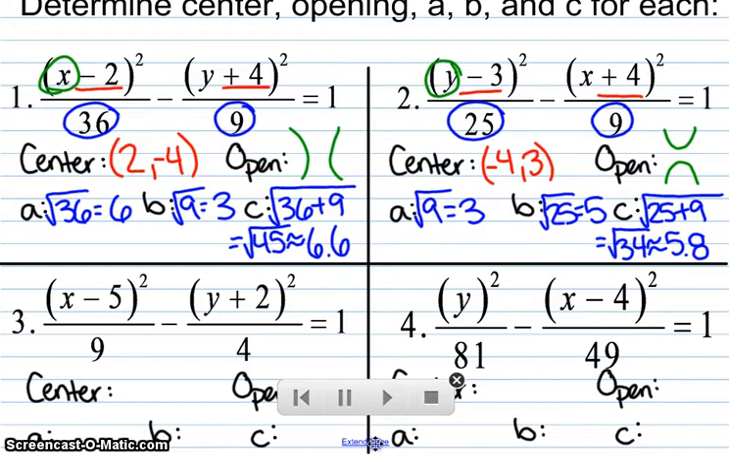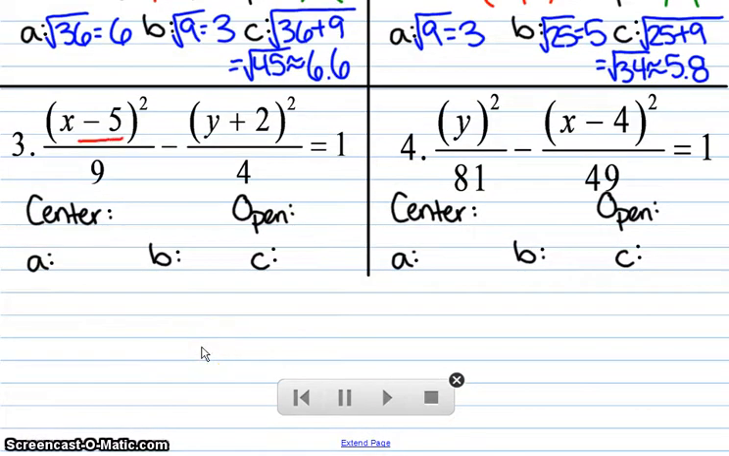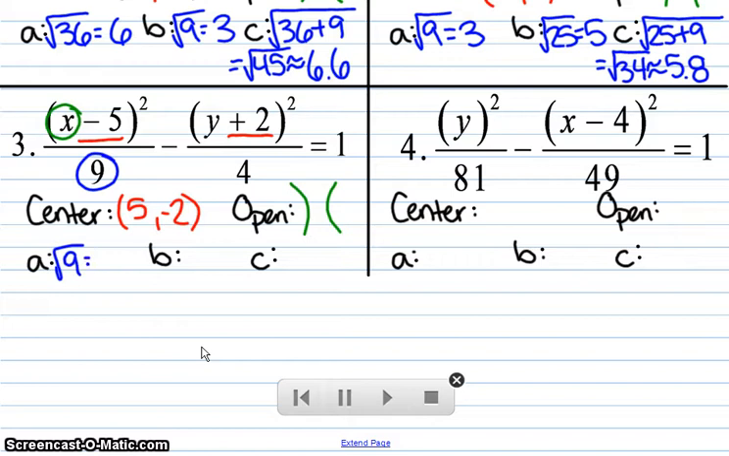All right, next one. Number 3. Number 3, we've got X in the front again, so it's going to make it a lot easier for us. So just pull out your opposites. So 5, -2 will be your center. And we already mentioned X is in the front, so we know it's going to open to the left and to the right. A is always the square root of what's under X. The square root of 9 is going to give you the 3. And then for your B, square root of your 4 is going to give you that magic 2.